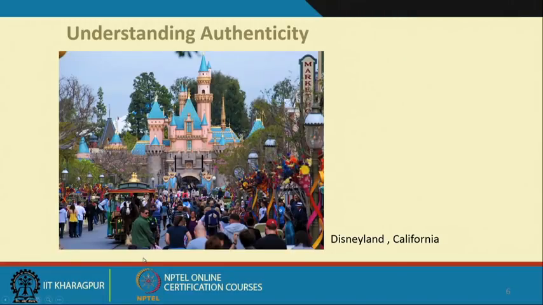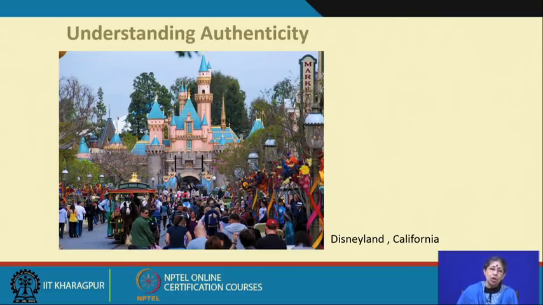Now, let us understand authenticity. For example, we see here Disneyland, California. What do we see here? It is a replica, a fantasy castle which has been made there. So, definitely it is not a castle, and one can say that it is not authentic. Yes, it is not authentic if we consider it as a castle, but the entire concept of Disneyland is fairyland and illusion. That is the purpose of Disneyland.